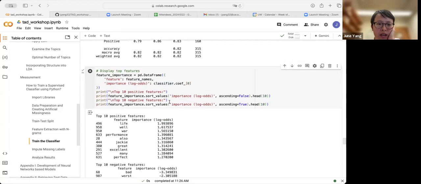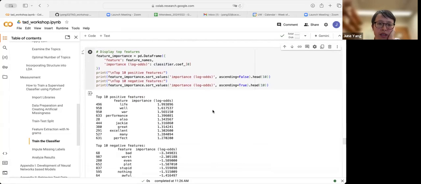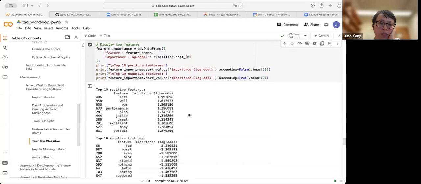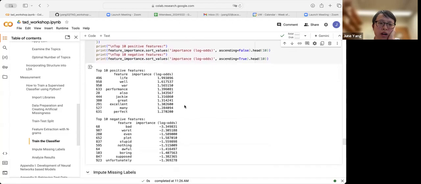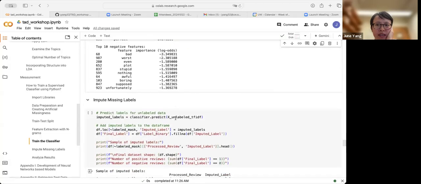The beauty of logistic regression is that you can actually see the parameters. We can see what the top 10 positive features are that predict the label of 1, and what the top 10 features are that predict the label of 0. You can also present this in your research results to show that your model makes sense.